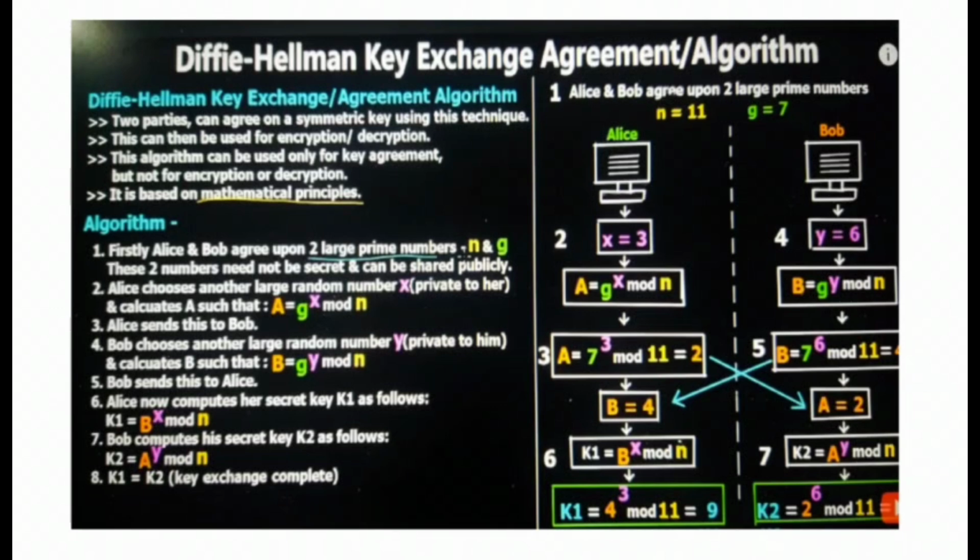So let's see the fourth step. Bob chooses 7 here, which is private to him, and 7 raised to 6 mod n gives 4. And again, in the fifth step, Bob sends this to Alice.